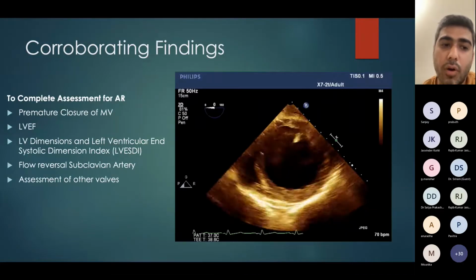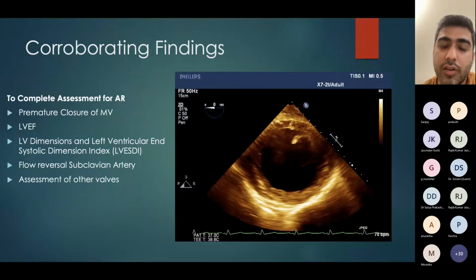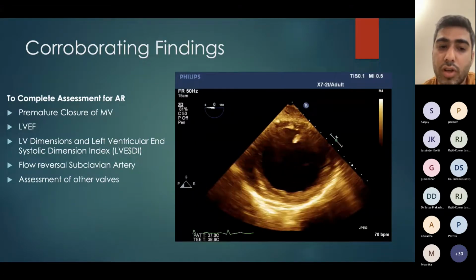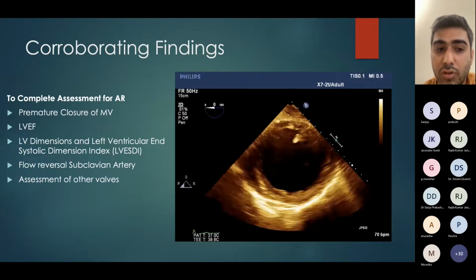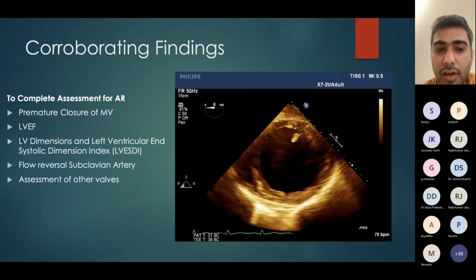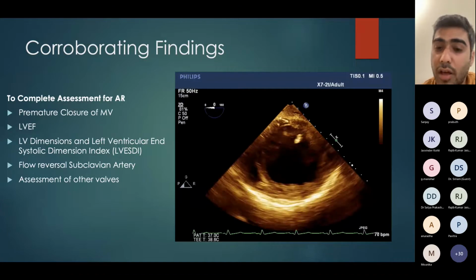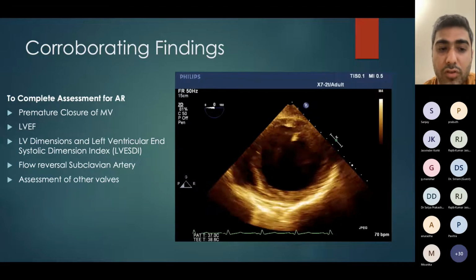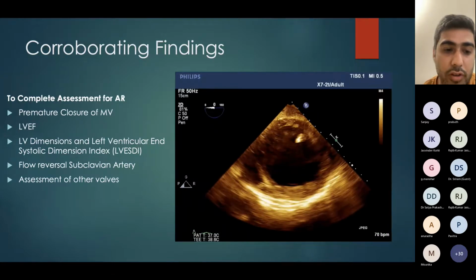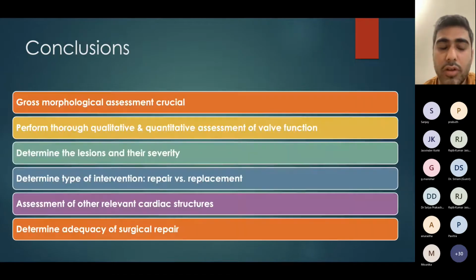We need to have proper understanding of various other findings associated with aortic regurgitation, which may be an increased LV end diastolic pressure causing premature closure of the mitral valve. Then have an understanding of determination of ejection fraction, measure the LV dimensions, assess flow reversal, and then assessment of other valves for any concomitant lesions.